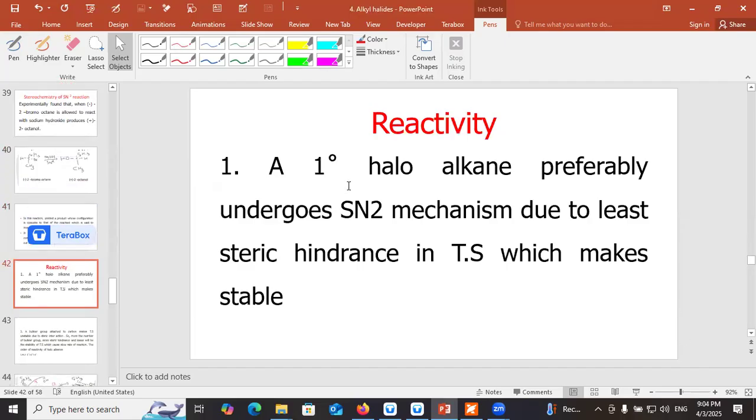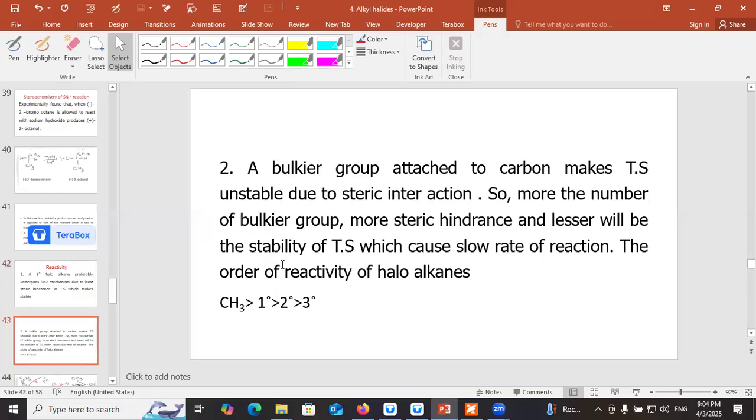Reactivity: a 1 degree haloalkane preferably undergoes the SN2 mechanism due to least steric hindrance, which makes the transition state stable. An alkyl group attached to carbon makes the transition state unstable due to steric interaction. So the more alkyl groups, the more steric hindrance, and the lesser the stability of the transition state, which causes a slow rate of reaction. The order of reactivity of haloalkanes: methyl, 1 degree, 2 degree, and 3 degree.